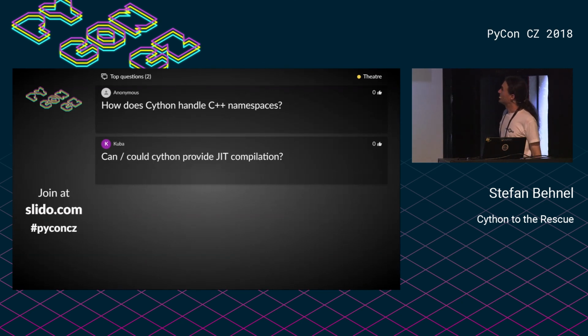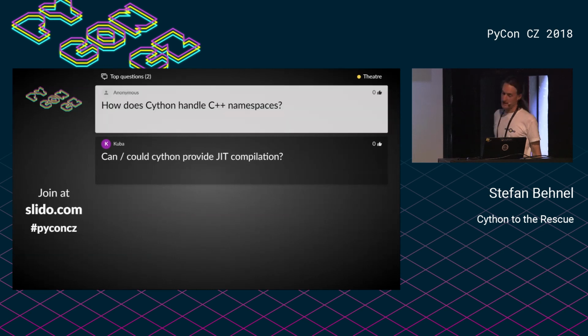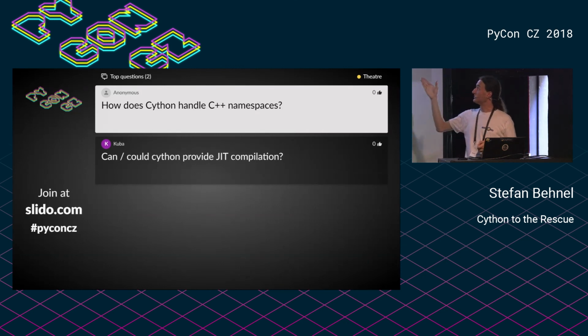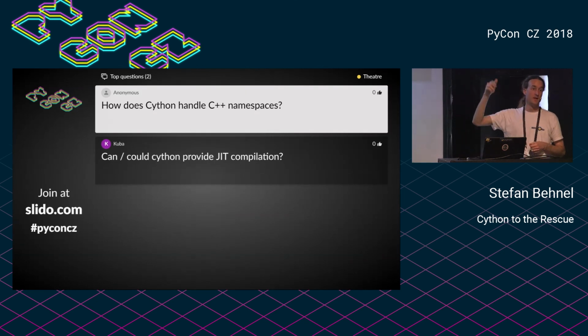C++ namespaces. You've seen that I had this example here where I showed how the C++ API of the heap is declared. And that was actually using namespace std, standard namespace. So it handles C++ namespaces just fine. All you have to do is declare your C++ API in the proper namespace, and then Cython is going to generate the namespace code for you without you having to care about it.